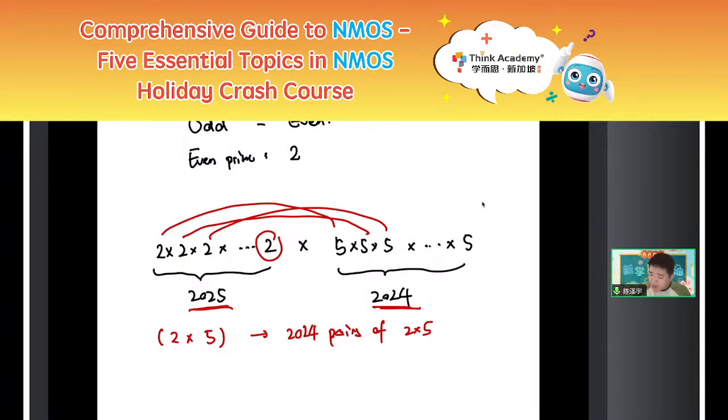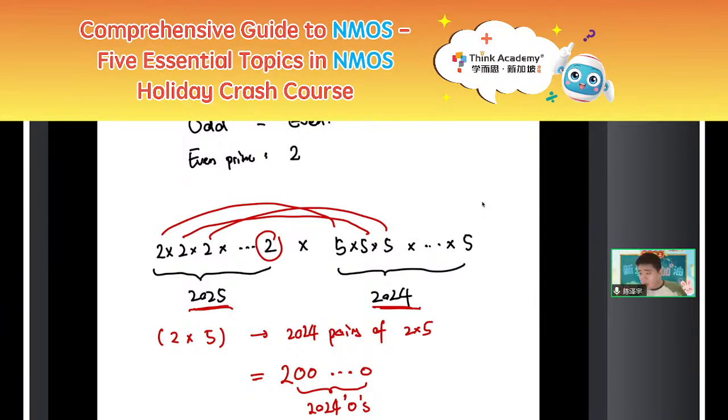So if you say, what is the result of this question? That would just be 2 followed by 2024 zeros at the back, right? So this is like the basic type of question.